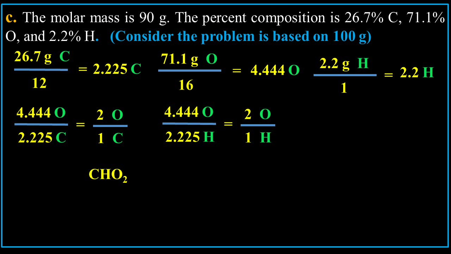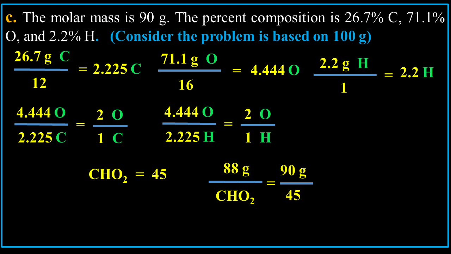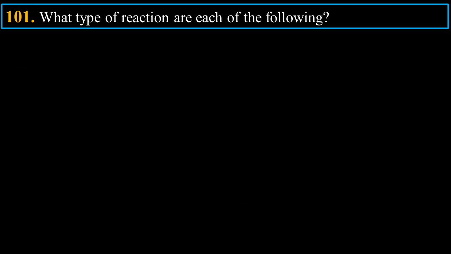So I have CHO2 as the empirical formula, and I know that that's 45, and 90 divided by 45 is going to be 2. So it'll be C2H2O4, and that will be the value for that problem. Okie doke. Now let's go on to the next problem. Here it is, C2H2O4.